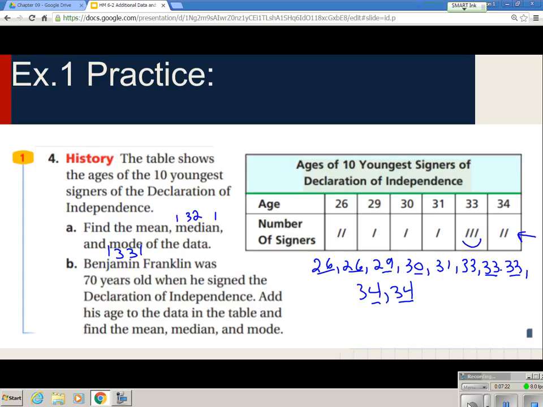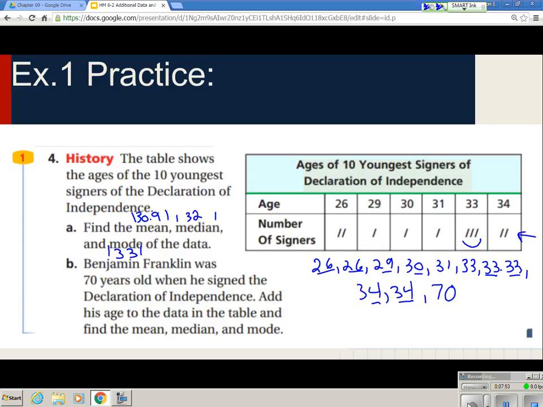Now for the mean, we just got to add it all up. And when you add them all up and you divide by the 10 that we have there, you get 30.9. So that's the age of the 10 youngest. See how we get that? So now for letter B, what we're doing is we're adding in an outlier. Benjamin Franklin was 70. We'll add him to the end. 70 years old when he signed the Declaration of Independence.